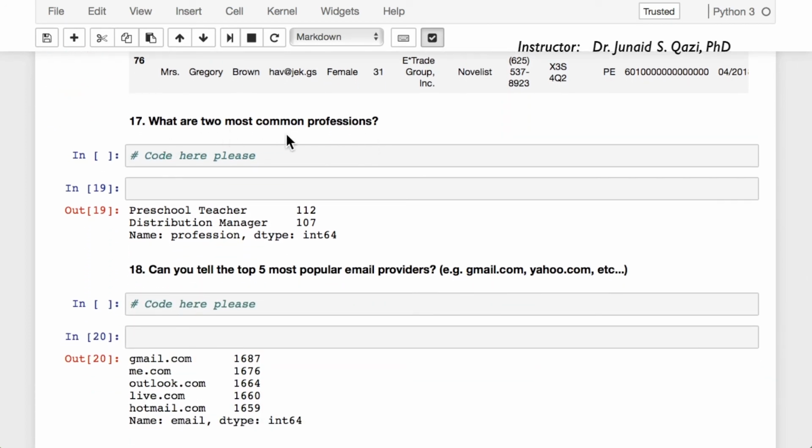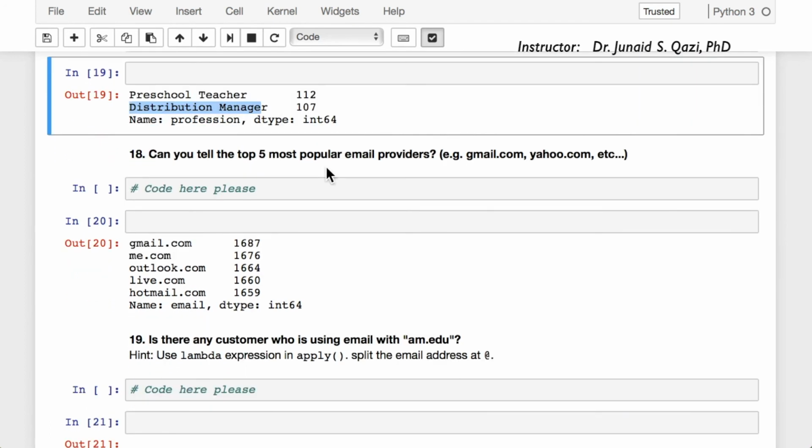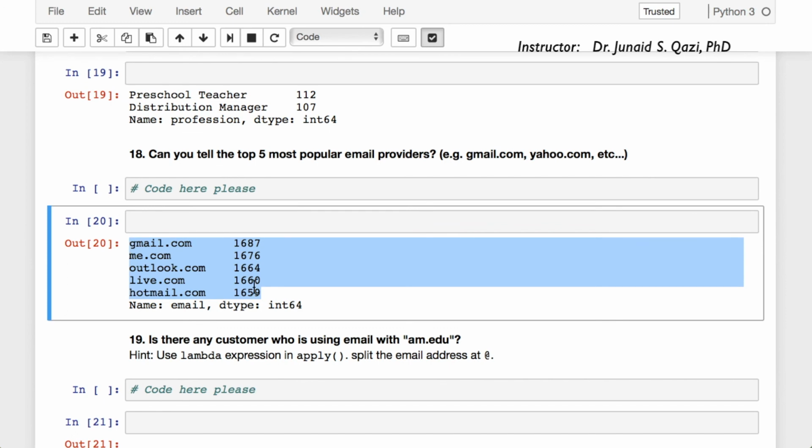17, what are the 2 most common professions? You need to find out the most common profession. The first one is preschool teacher and the second one is distribution manager. Question 18, can you tell the top 5 most popular email providers? So you have to find out what email people are using most frequently. The commonly used one is Gmail, then Yahoo, then Outlook, then Live, and Hotmail.com. So you have to find out these and get this in the output.